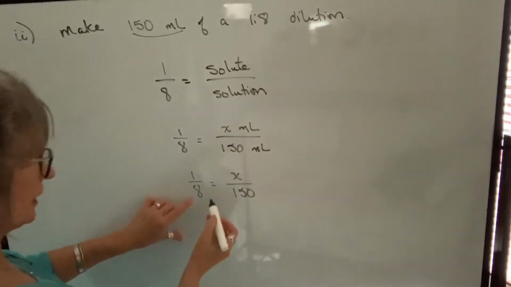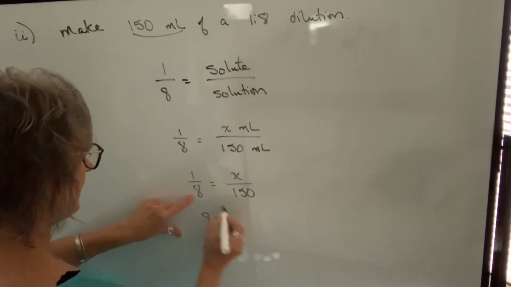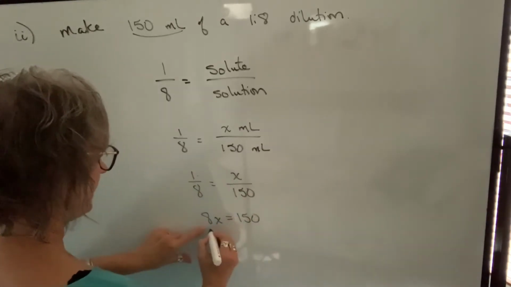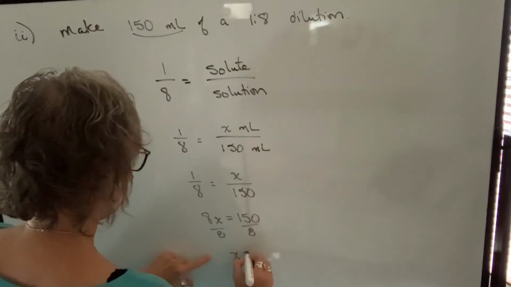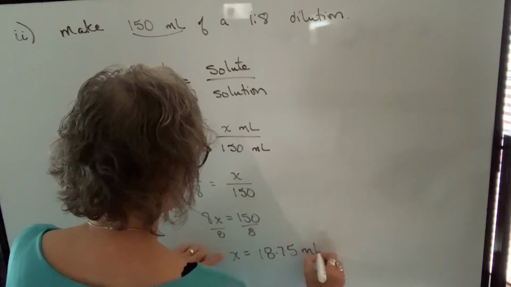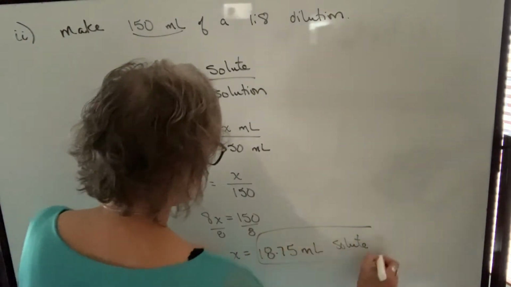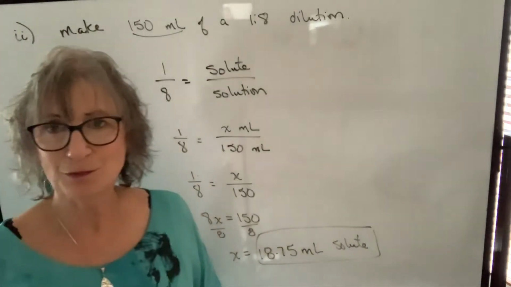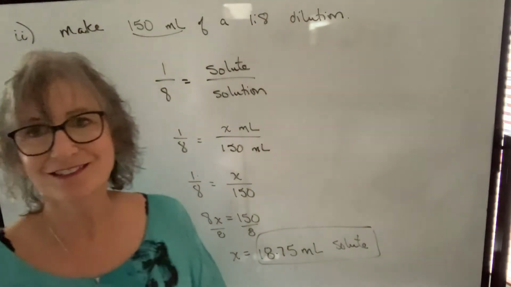And to solve this, we're going to cross multiply. 8 times x is 8x will equal 1 times 150. And then we're going to divide this side by 8, this side by 8, to get 18.75 milliliters of solute. So this amount of solute in 150 milliliters of solution will give us a dilution factor of 1 to 8.